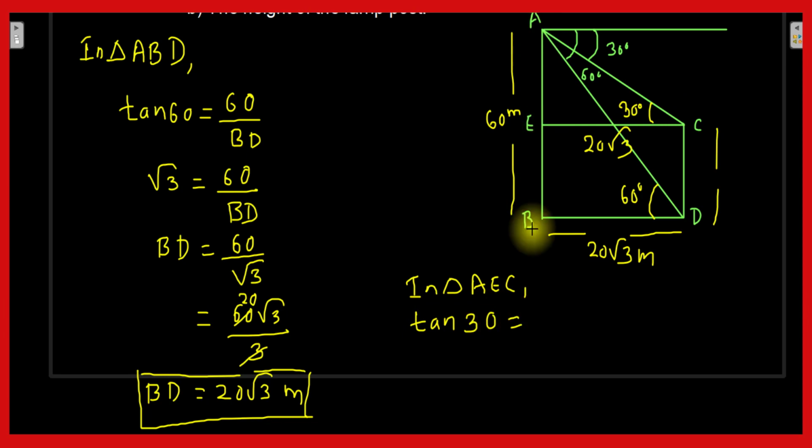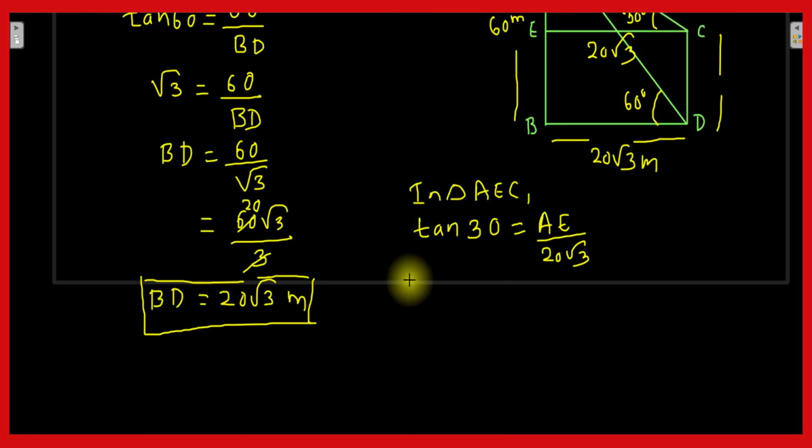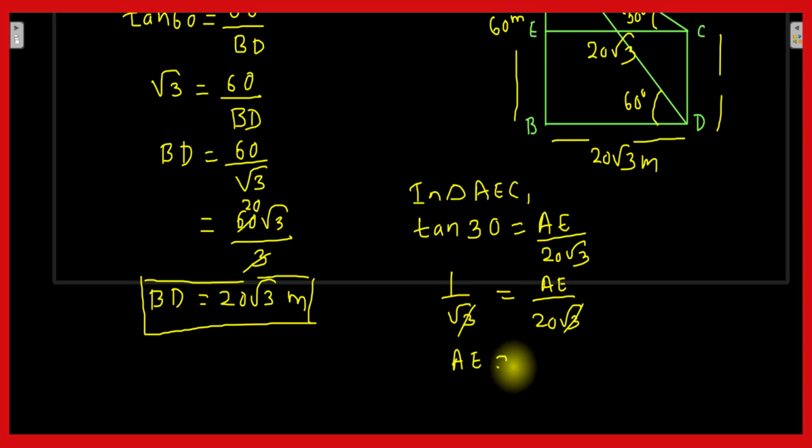that is equal to opposite, that is AE, upon adjacent, that is 20 root 3, and therefore this can be solved further as tan 30 is 1 upon root 3, so 1 upon root 3, which is equal to AE upon 20 root 3. So this root 3 will get cancelled and we will get AE is equal to 20 meter. Highlight this because these are the important steps and all the important steps should be highlighted.